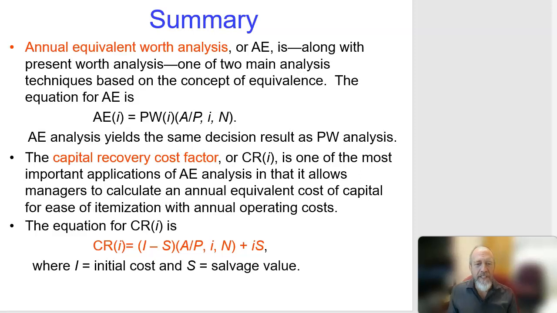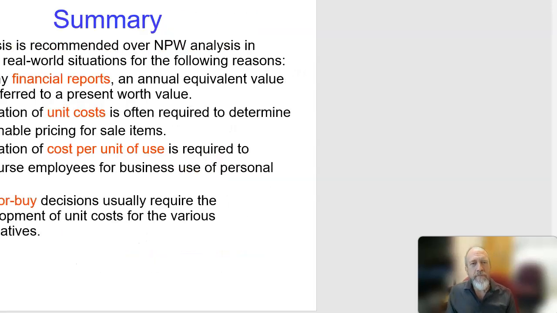There's your CR equation, initial cost and salvage value. Oops, and I don't think you can see this. I will read it to you. It's off the screen, but you do financial reports. Financial reports are typically done on an annual basis, and that's the way you want to report it. You calculate unit costs when you make things or sell things. AE is the way to go when you're dealing with that because you're going to do that on an annual basis. Cost of use, very good.